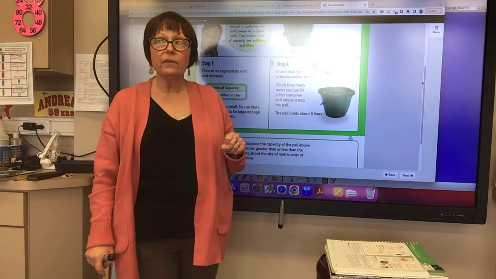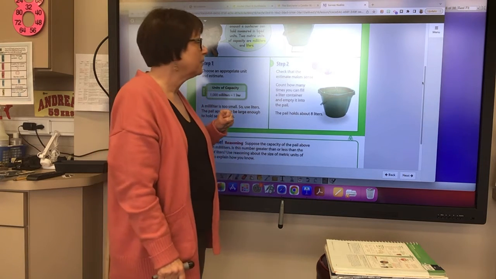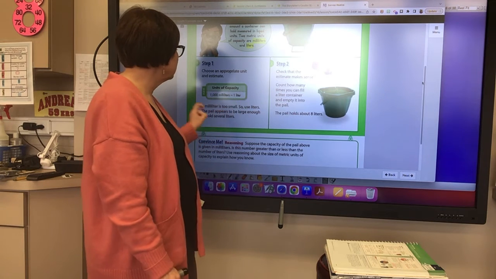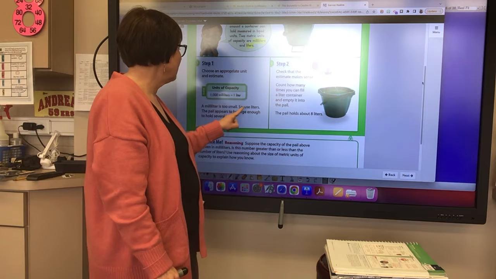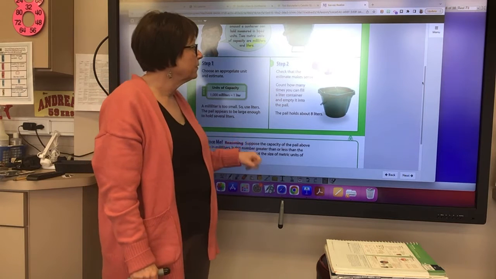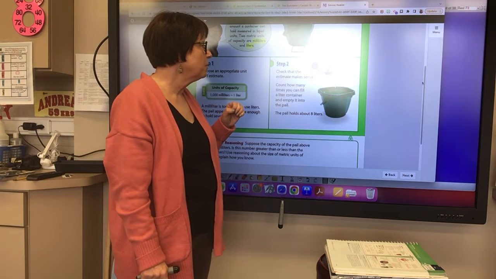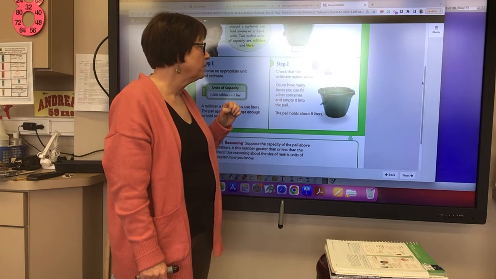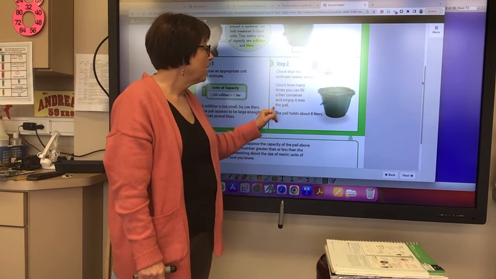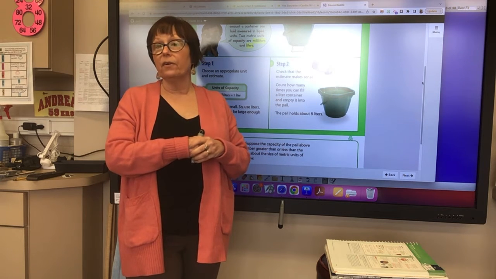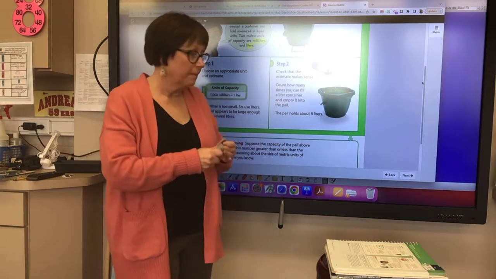It would take much less time to do it by liters. So it says a milliliter is too small, so use liters. The pail appears to be large enough to hold several liters. Check that the estimate makes sense. Count how many times you can fill a liter container and empty it into the pail. The pail holds about 8 liters. So I would be able to do 8 liters to fill the pail.